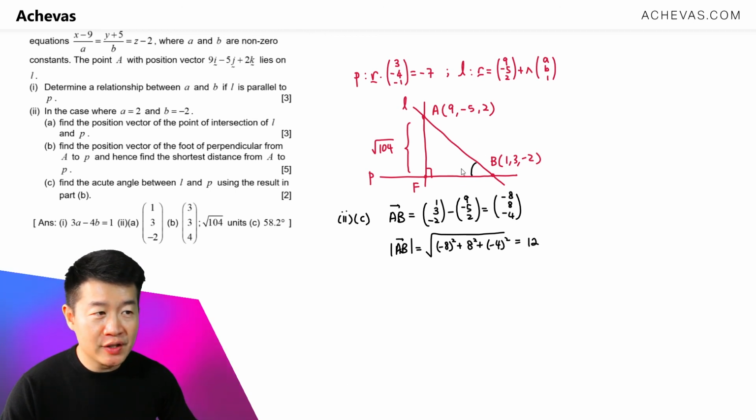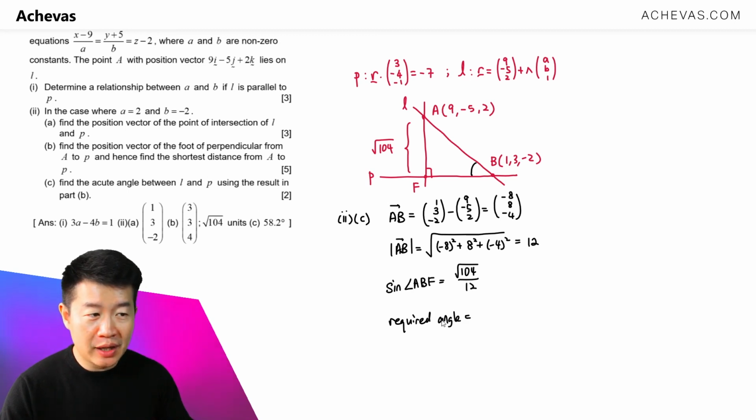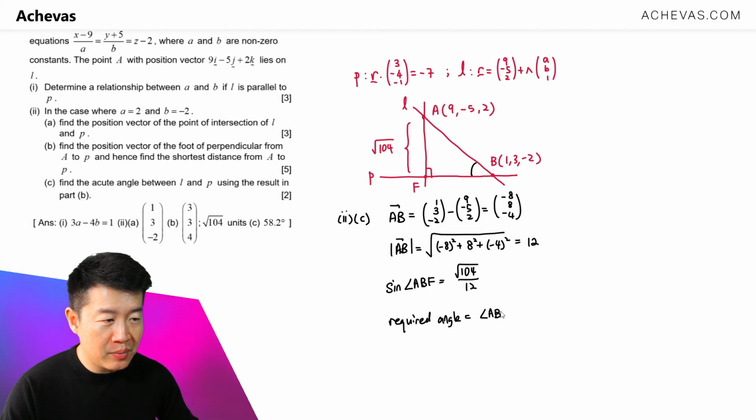And now we can make use of this triangle, this right angled triangle. It is sine of the angle ABF. This is equal to opposite over the hypotenuse. It is going to be square root of 104, the opposite, over the hypotenuse, which is AB, divided by 12. So the required angle, which is the angle between the line L and P, is this angle ABF, and it can be calculated by doing a sine inverse of square root of 104 divided by 12. So this angle is equal to 58.2 degrees.